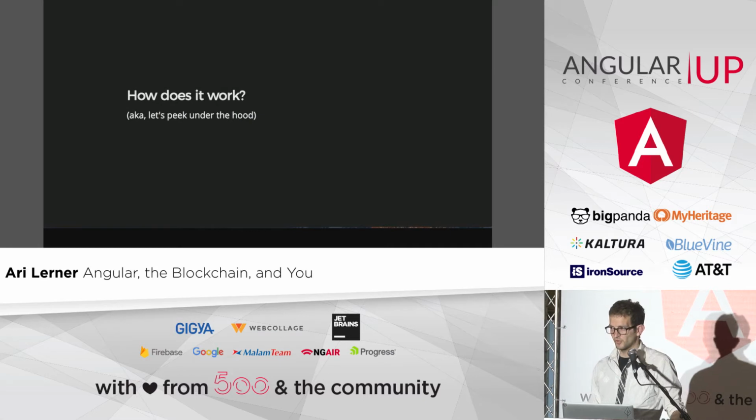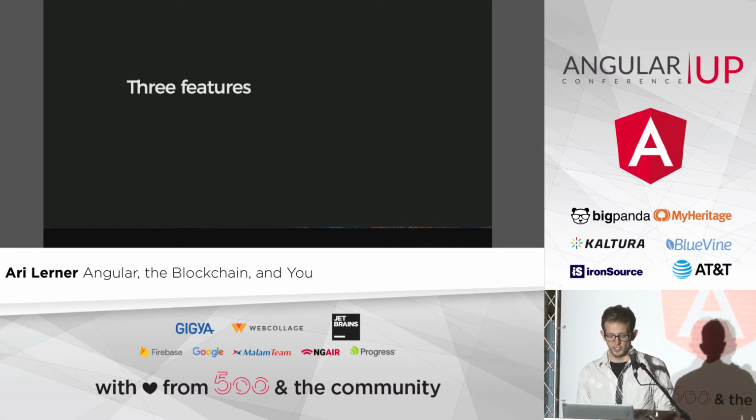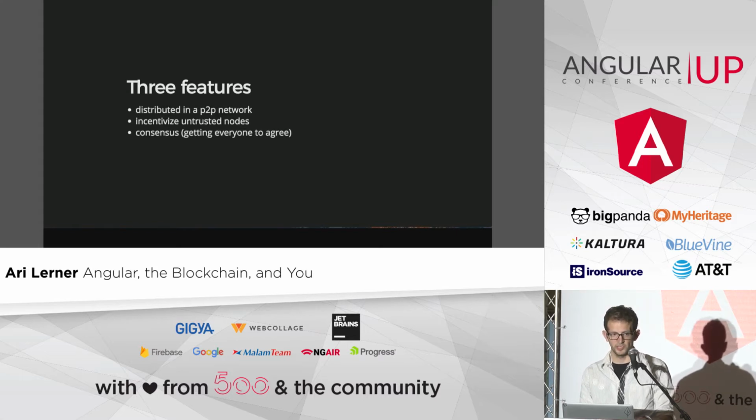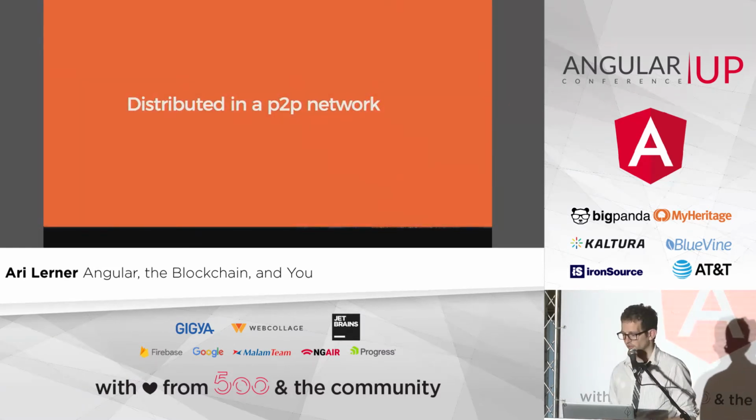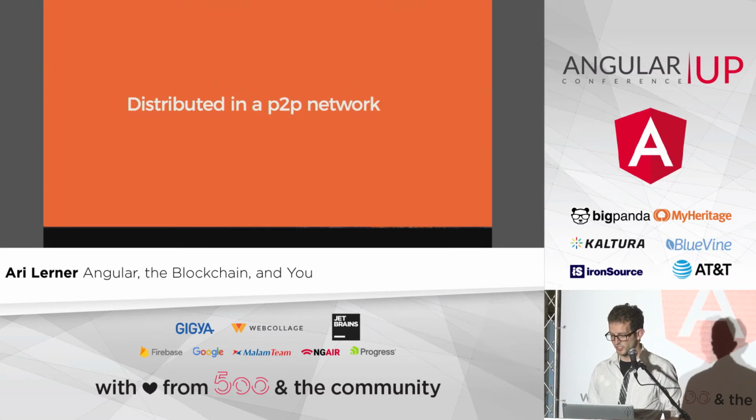Okay, so we're going to talk about how this works. Let's peek under the hood. The three things that we are going to talk about specifically are how we get distributed in a peer-to-peer network, how the blockchain enables and incentivizes untrusted nodes to join the peer-to-peer network, and how it gets everyone to agree in the blockchain. So let's first talk about how the blockchain is distributed in the peer-to-peer network.